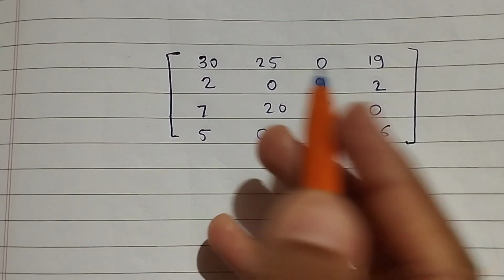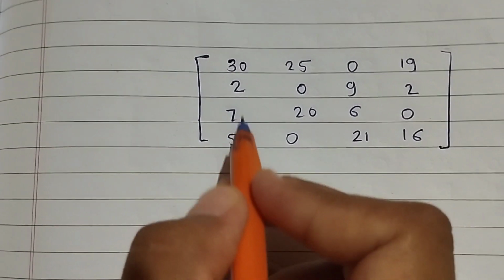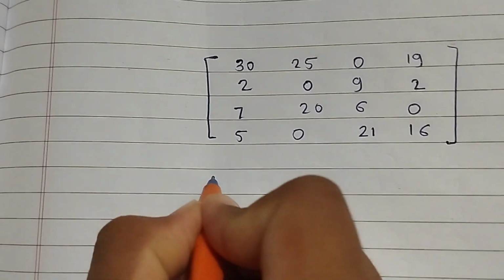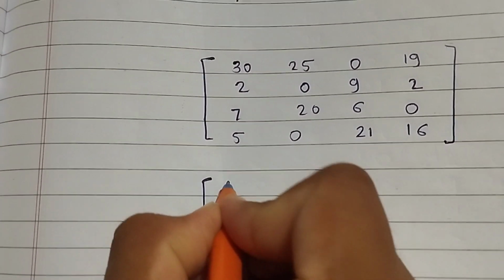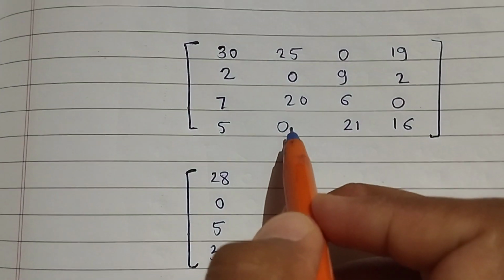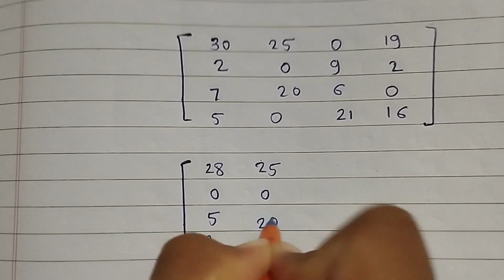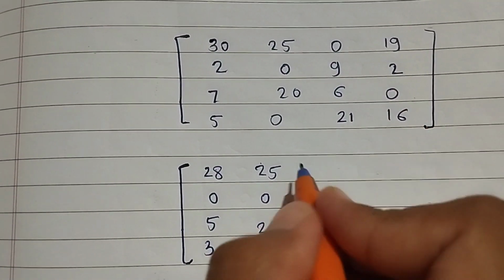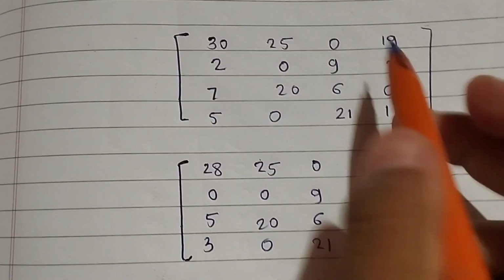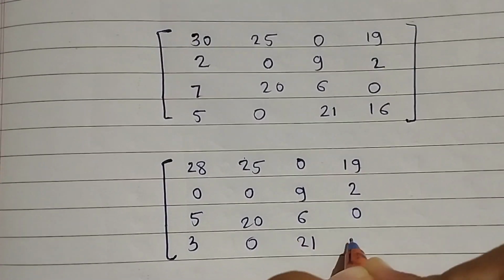Once we complete the rows, now we move to the columns. Find the minimum value from each column and subtract it from the respective column. So 2 is the smallest in the first column. So 30 minus 2 is 28, 0, 5, 3. In the second column, 0 is the smallest, so we write it as it is, 20, 0. In the third column again, 0 is the smallest, so it is also written as it is. And in the last column, 0 is the smallest, so no effect on the column.